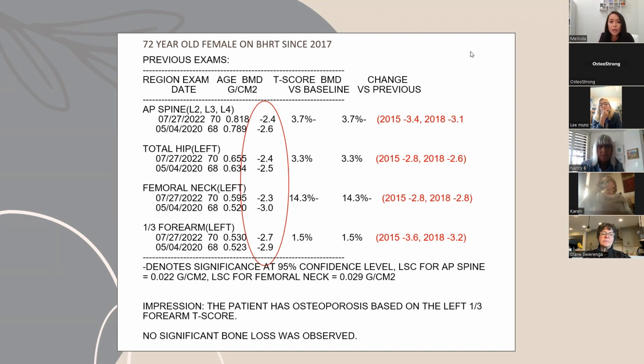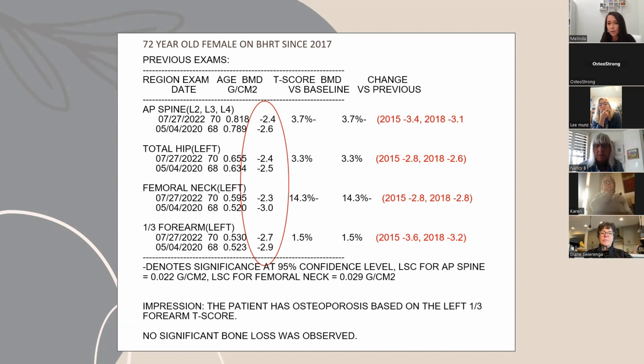And so what I wanted to show you in this case, this is a 72-year-old woman. She's been on bioidentical hormones since 2017. And so in 2015, you see her T-scores. In the spine, -3.4, -2.8 in the total hip, -2.8 in the femoral neck, and then -3.6 in the forearm. And this first DEXA scan was probably when she was around 65, because that's when most people are being recommended a DEXA scan.